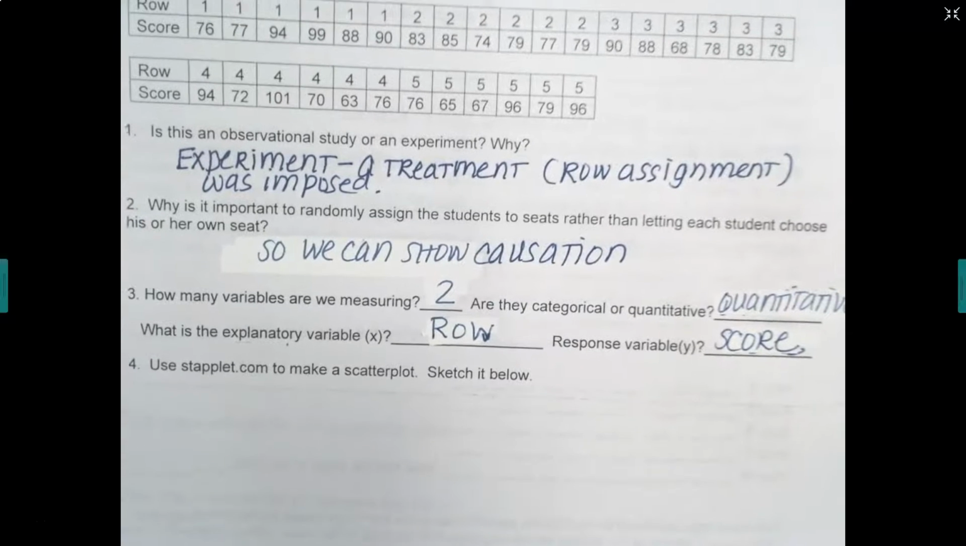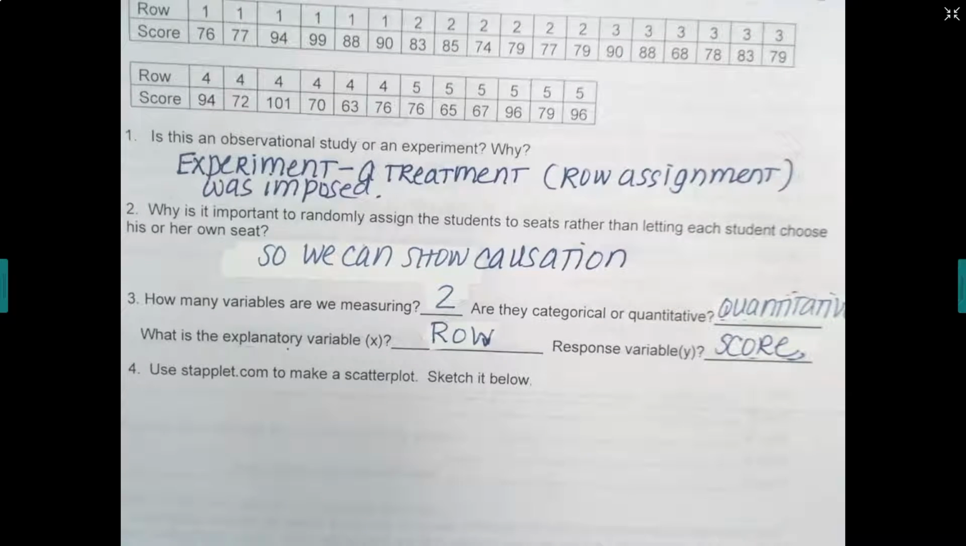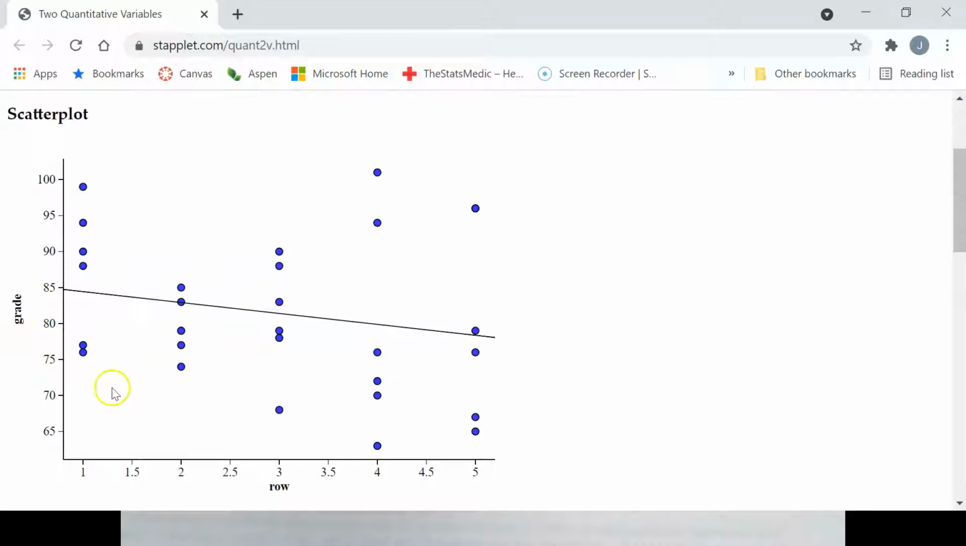All right, so I went to StatKey and I put all of this data in for you. So let me show you what it looks like. You can pause the video and copy this down. So this is our scatter plot of the data. So go ahead and pause, take a second, and write this into your paper.